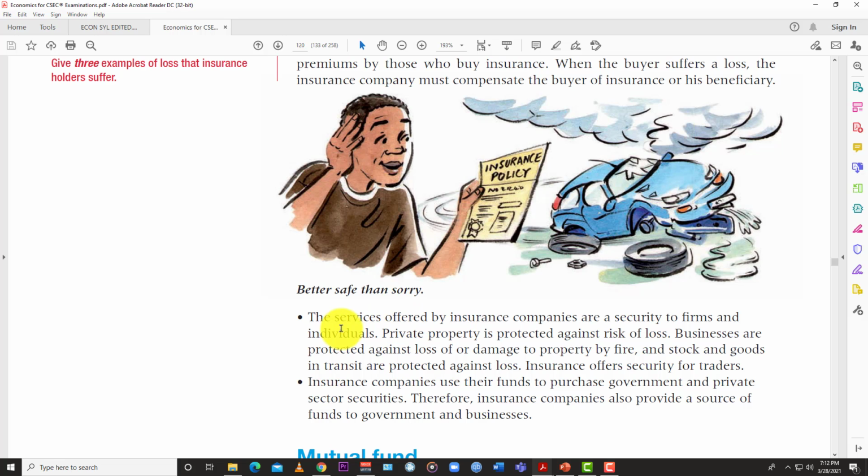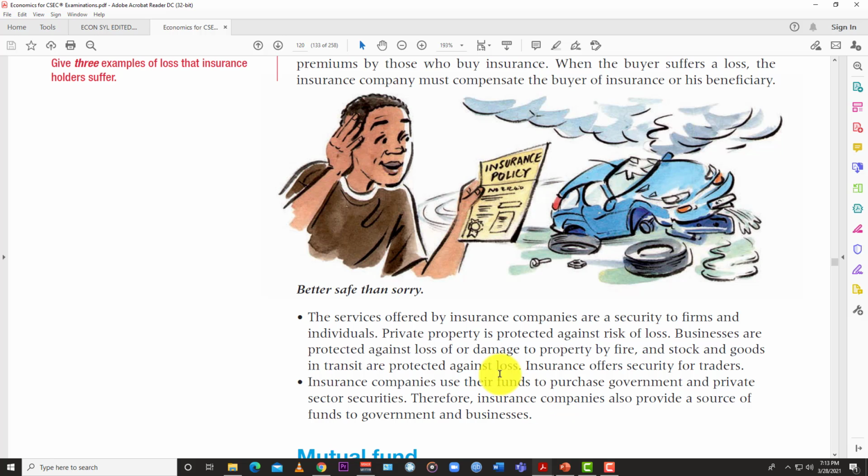The services offered by insurance companies are a security to firms and individuals. Private companies are protected against risk of loss. Businesses are protected against loss or damage of property by fire, and the stock of goods in transit, if you're importing something, if the ship sinks or if they get lost, you can be compensated for that. Insurance companies offer security for traders.